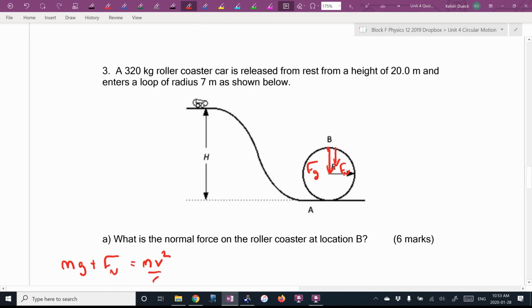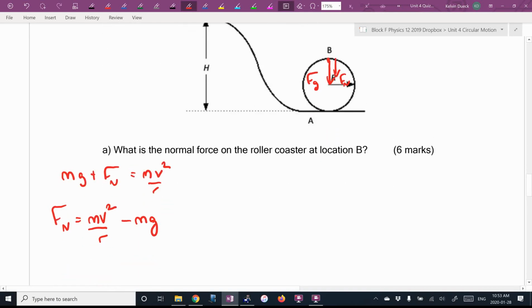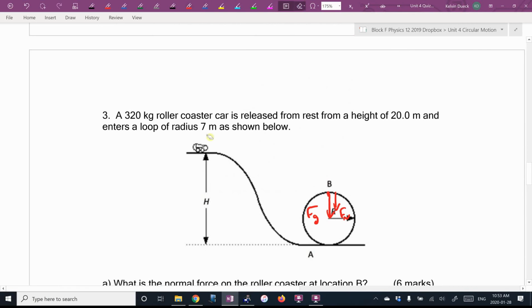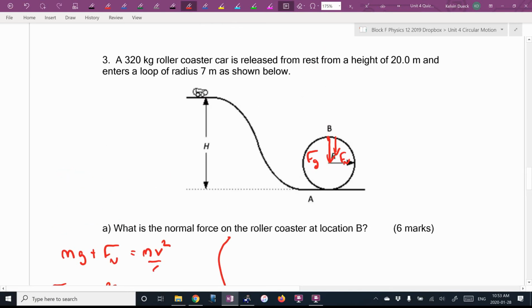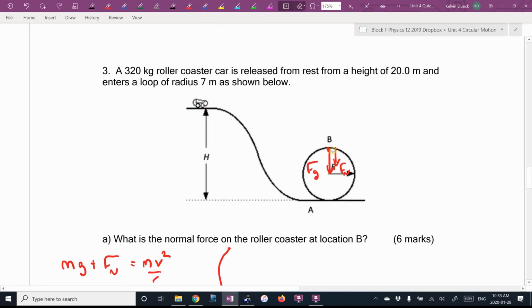Do I know the mass? 320. Do I know r? 7. I don't know v. I'm going to have to figure out the speed. Is there a change in height? Is there a change in speed? Is there a yucky curvy path? This is a job for conservation of energy.